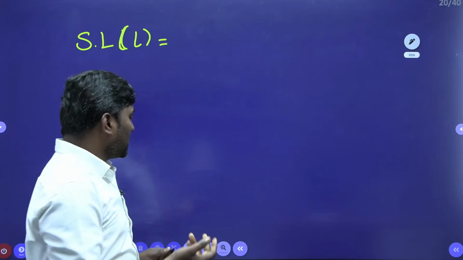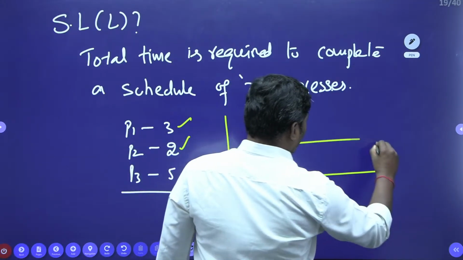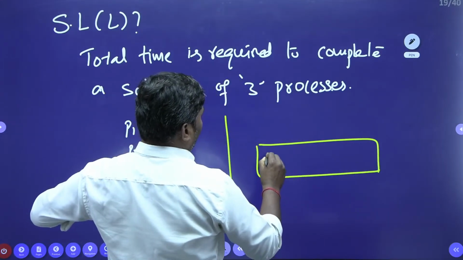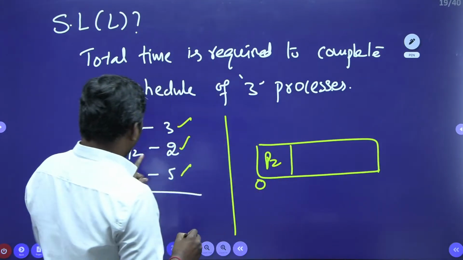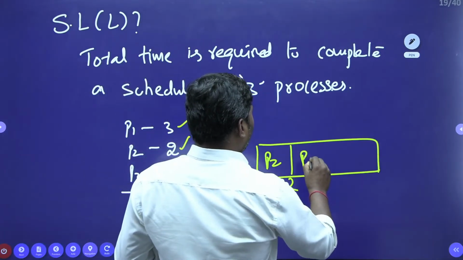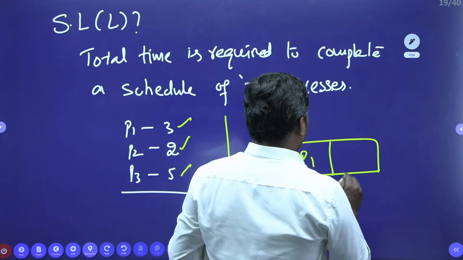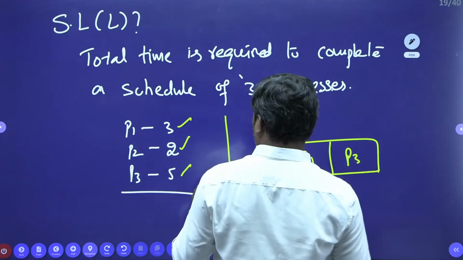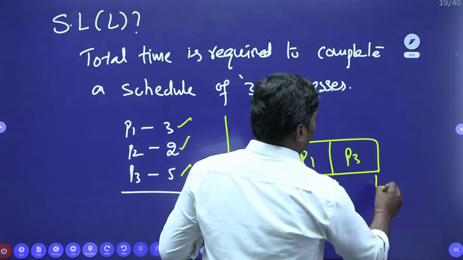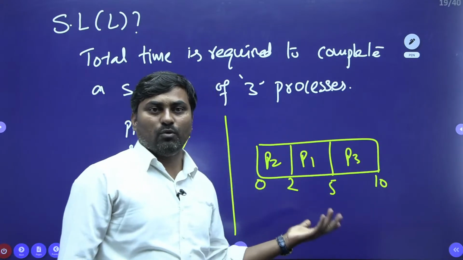Last process completion means, suppose, here I am going to draw this one. Process P2, suppose schedule assumption, start at 0, process P2 will run for 2. Then suppose if I schedule the process P1, it is taking 3. 2 plus 3 how much? 5. Then I schedule the process P3. 5 plus 5 how much? 10. 10 is the completion time. 0 started, 10 completed. This would be one order.